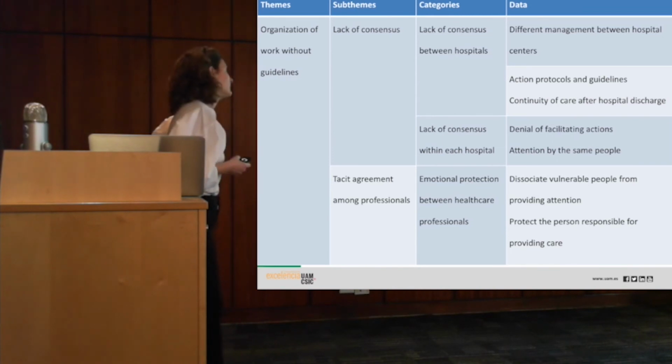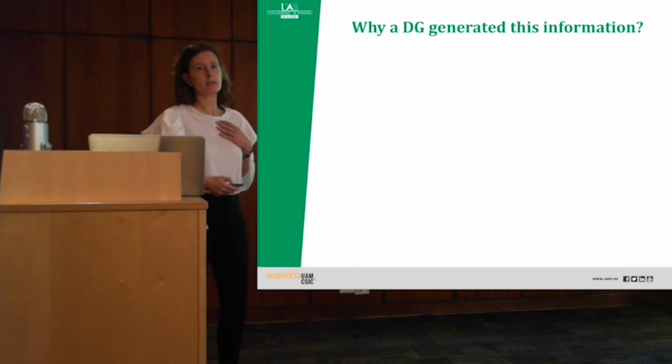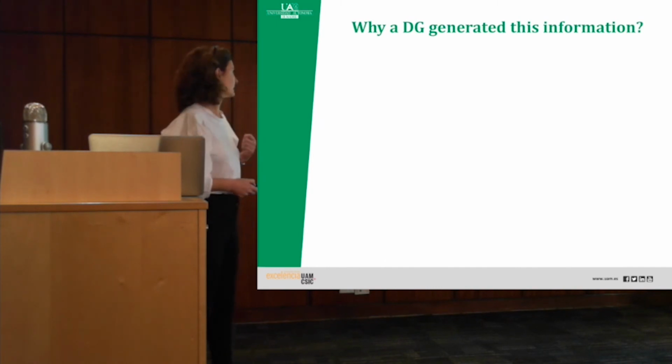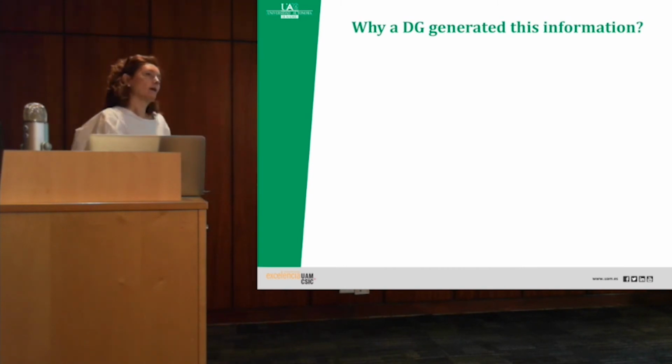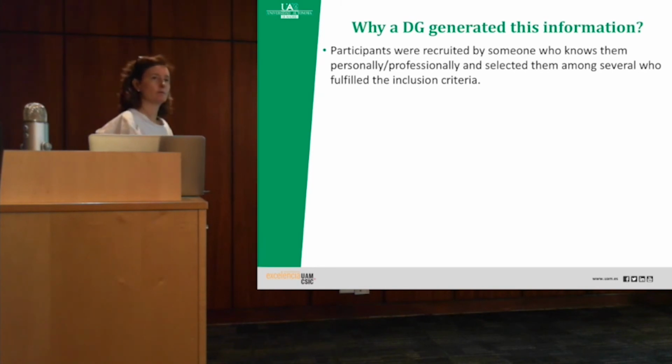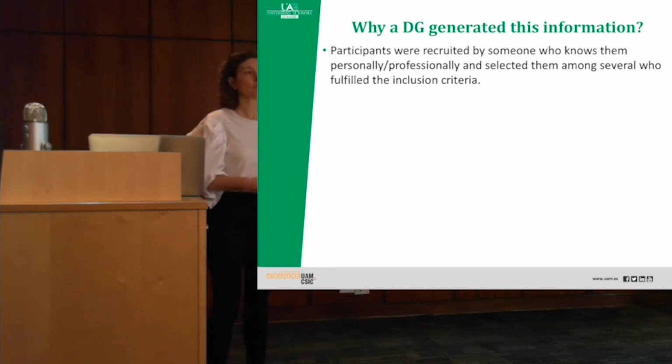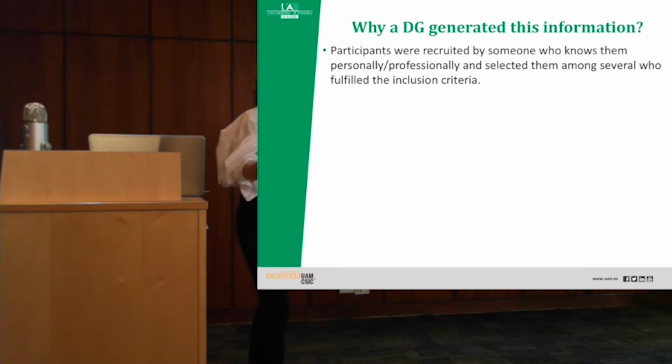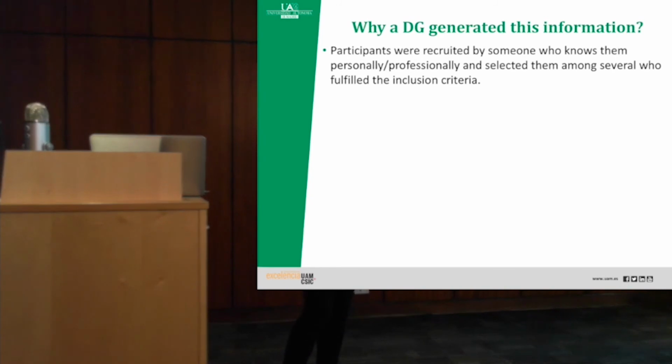So, why do we think that a discussion group generated this information? We were thinking about this, and we stated that, well, in this case, participants were recruited by someone who knows them, personally or professionally, and selected them among several who fulfilled the inclusion criteria. So we went to one supervisor, for example, and we said, okay, I need this profile, and she or he would look for the best person in this unit that can reunite these different characteristics of the profile and could be the best person to speak in a discussion with. Okay?